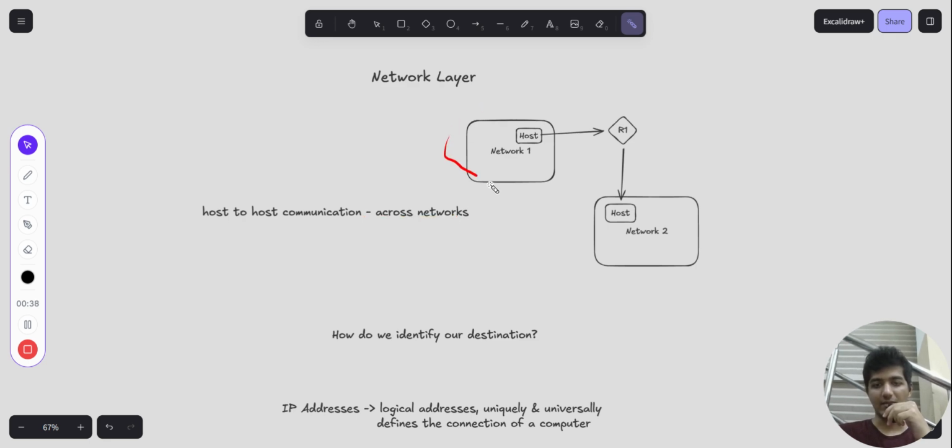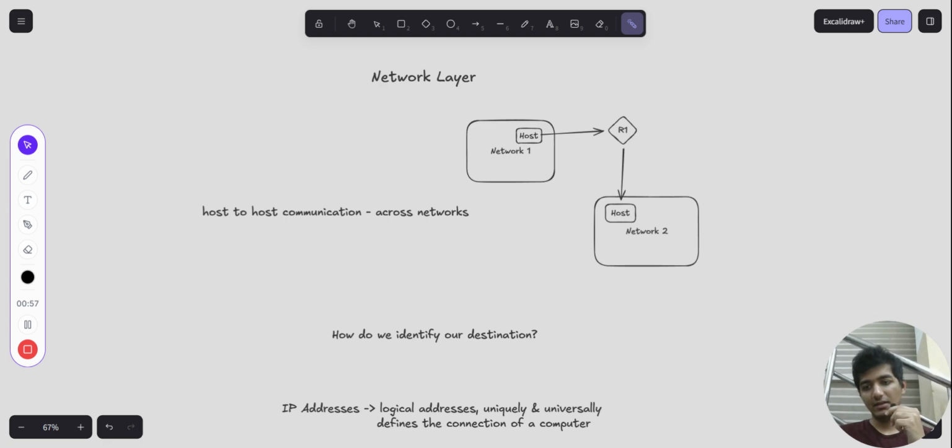So, let's say I have this example. I have two independent networks, and I have a router connecting them. Let's say I have a host in network one that wants to communicate with a host in network two. It is the responsibility of the network layer to ensure the packet is securely routed and reaches the host.